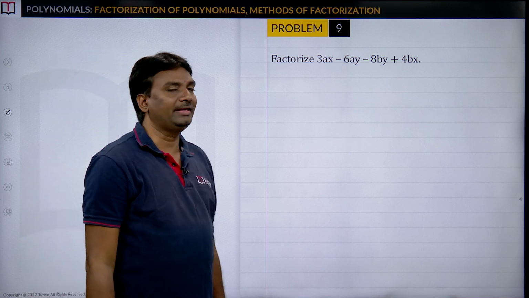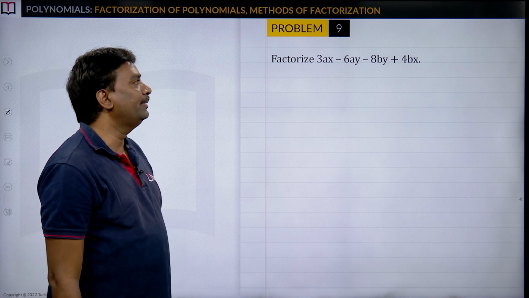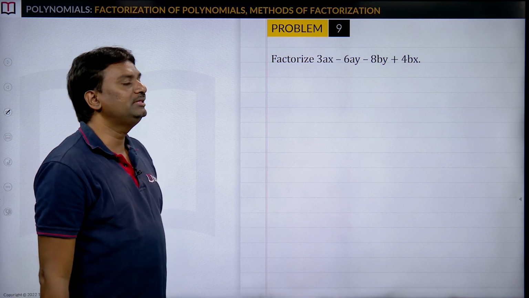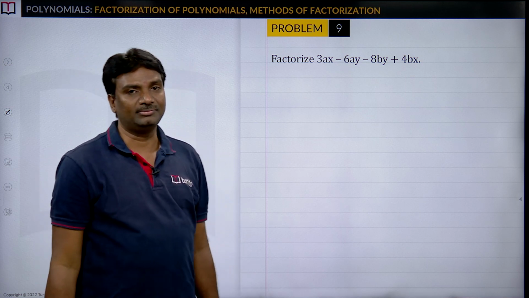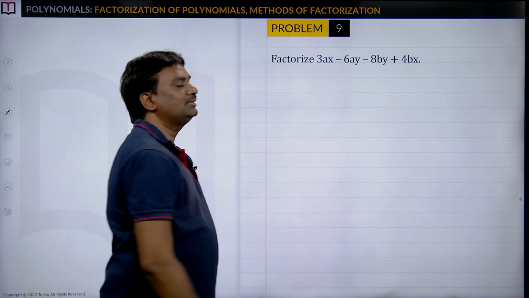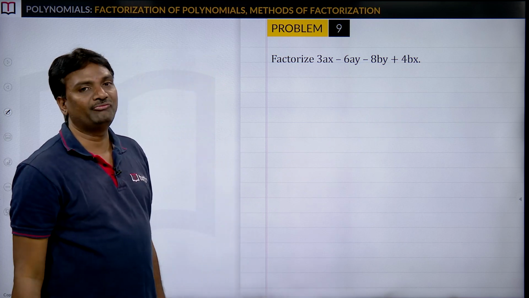Factorize 3ax minus 6ay minus 8by plus 4bx. Here also, by observing, all the terms do not have a common term. So, just like the previous problem, let us consider the first two terms as one group and the last two terms as one group.